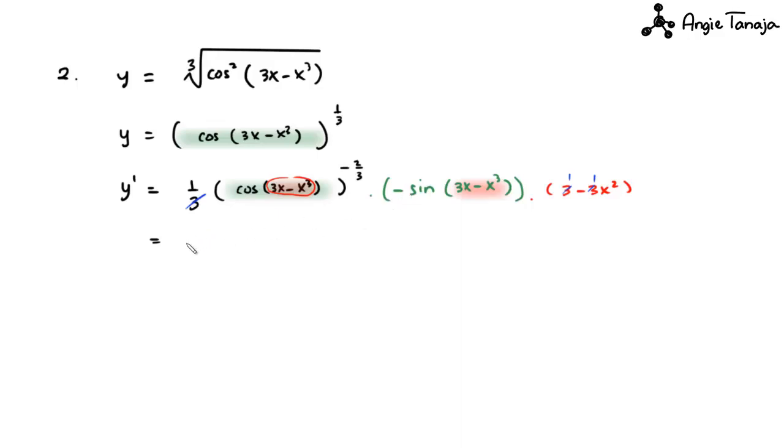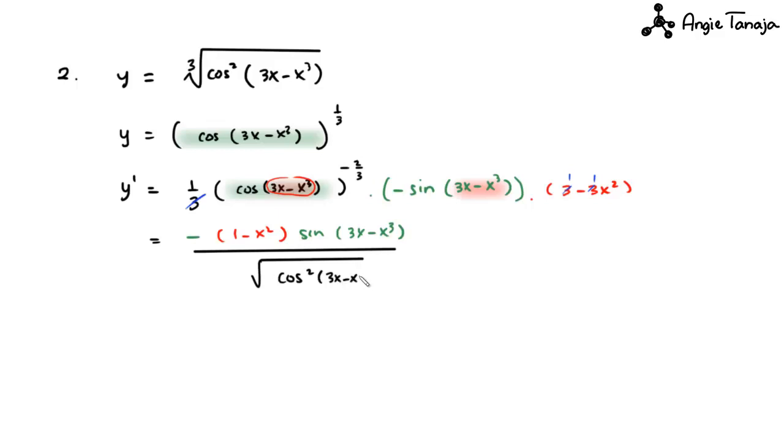So we can conclude that the derivative of this, joining them with the negative part, will be negative 1 minus x squared times the green one, which is sine 3x minus x cubed, over cos square of 3x minus x cubed. Why over? Because we have a negative index here. This is the cube root. So the answer for number 2 is like this. We use the so-called chain rule, and in this case we have a double one, where we define the green area and also the red area in general.